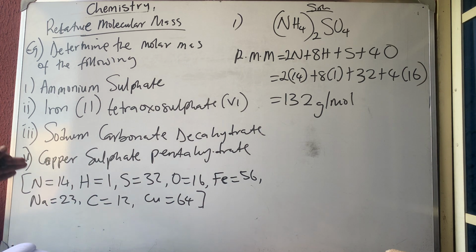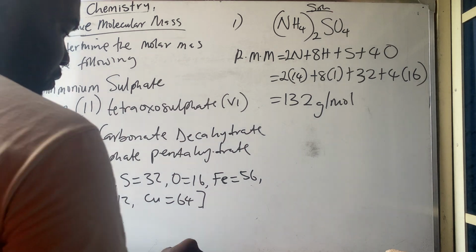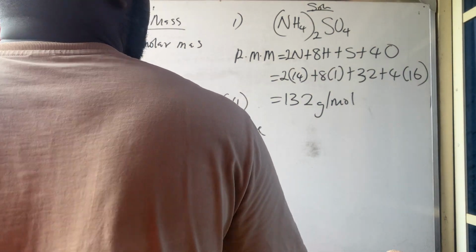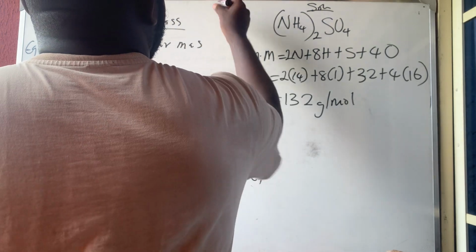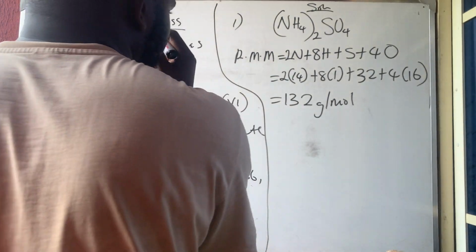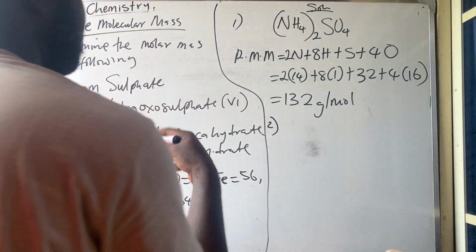The only problem is getting the atomic number of all these things. You need to know the atomic number of at least the first 20 elements. But if you are new in chemistry, as time goes on, you will be knowing them gradually. It's not something you just know immediately. It's a gradual process.